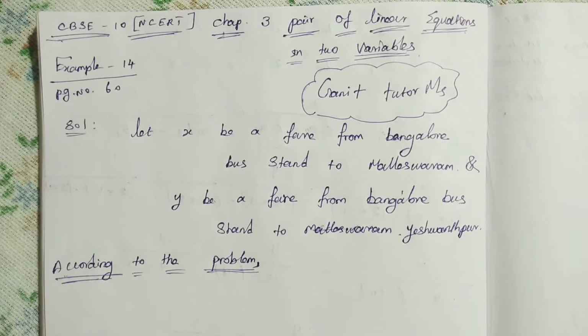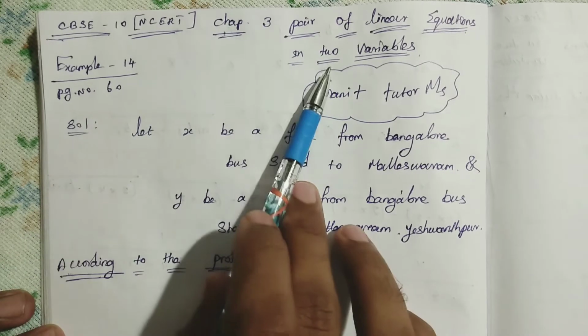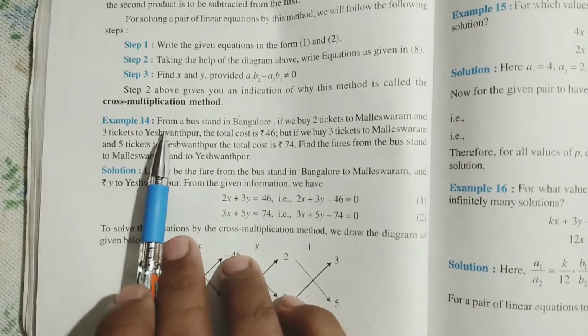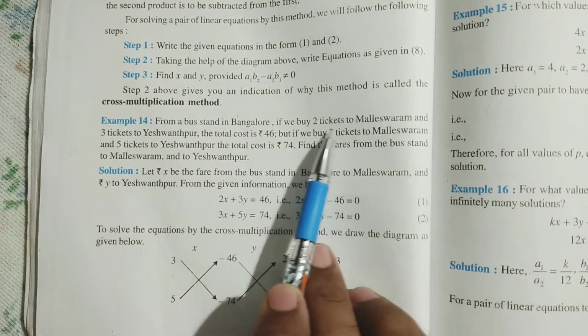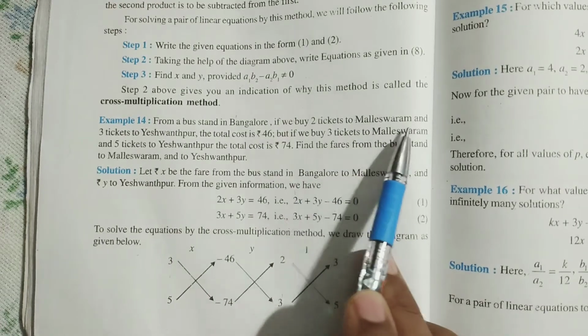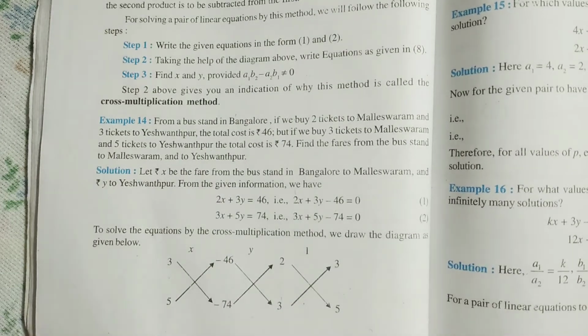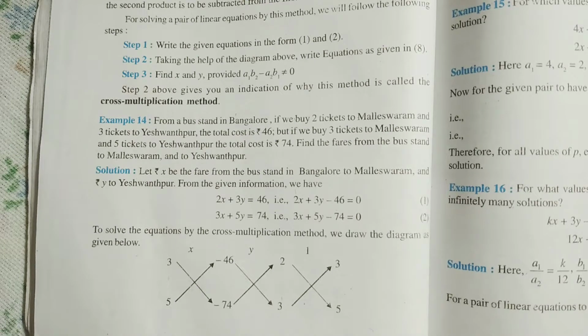In this video, I am going to solve the problem, Example 14, page number 16 inside the book, chapter 3, 10th standard. What is given in this problem? From a bus stand in Bangalore, if we buy 2 tickets to Malleshwaram and 3 tickets to Yeshwantpur. Clear? We should buy 2 tickets from the Bangalore bus stand to Malleshwaram and 3 tickets from the Bangalore bus stand to Yeshwantpur.